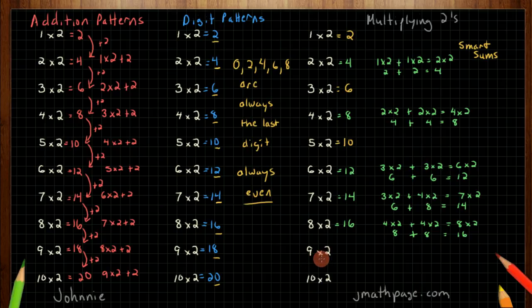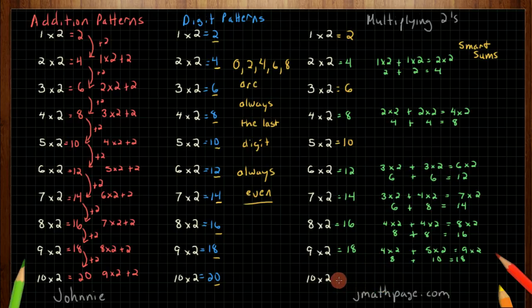Let's look at 9 times 2. Well, 9 times 2 we can break apart again too. We can think of 9 as 4 plus 5. Let's write that out. 4 times 2 plus 5 times 2 is equal to 9 times 2. We know that 4 times 2 equals 8, and 5 times 2 is equal to 10. So 9 times 2 is the same as 8 plus 10, or 18. So we can say 9 times 2 is equal to 18.